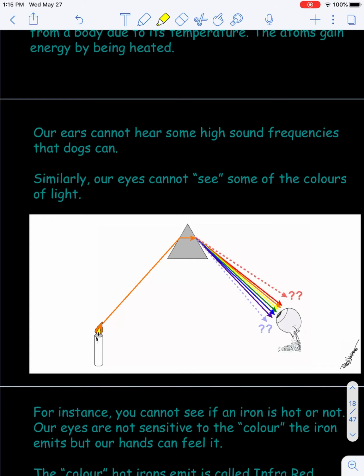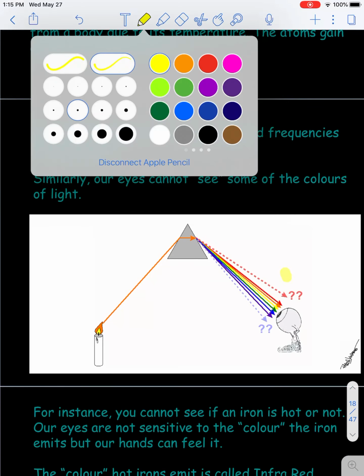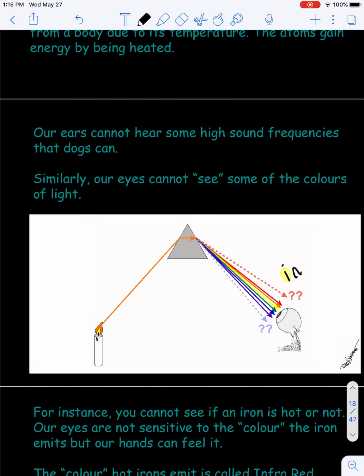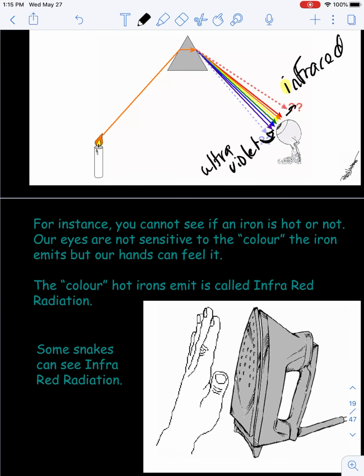And in a similar way, our eyes cannot see some of the colors of light. So there's colors that we can't see. As I said, infrared, which is on this side of. Let me get this in black here. Here we go. So infrared, yeah, snakes can see that. So that's the one that comes before red. And ultraviolet after violet, right? And if you were an insect, you could see that one. So, for instance, you cannot see if an iron is hot or not.